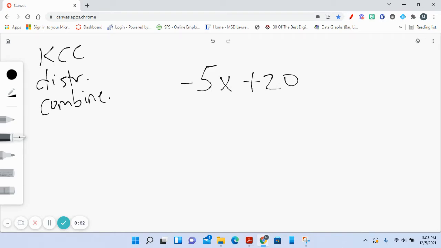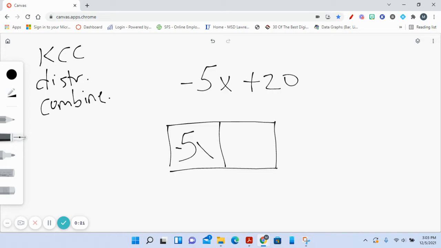All right, so now we're going to factor out a number to create an equivalent expression. And I like to think of this as undoing the distributive property. So let's go ahead and make our boxes that we use with the distributive property. And instead of putting things along the top or the side, we know that our answer that we would get when we multiply would be this negative 5x plus 20.